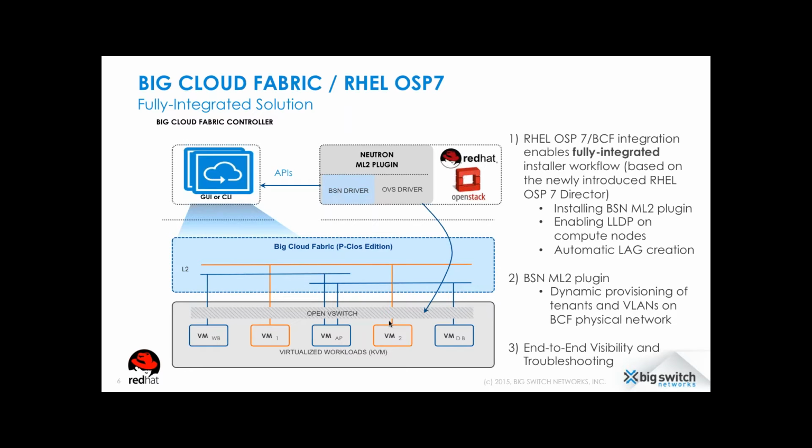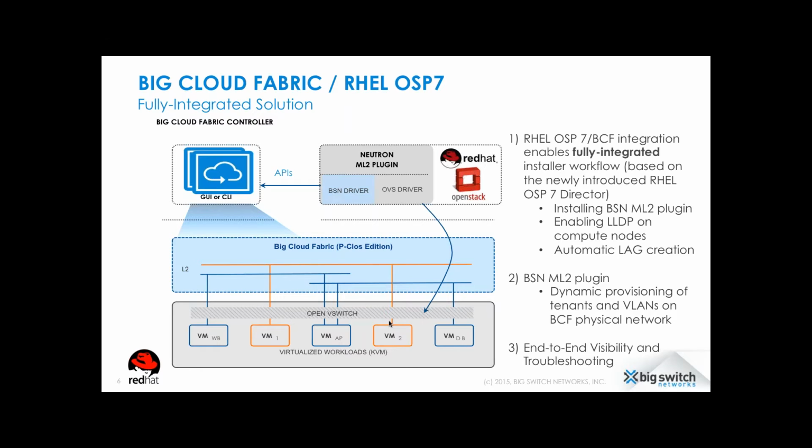The second aspect of the integration is the network automation. BCF is integrated with OpenStack Neutron via the BSN ML2 plugin, which is installed on the OpenStack controller nodes during the installation. With this plugin installed, the Neutron service invokes the BCF controller through the REST APIs to dynamically provision tenants and VLANs on the BCF physical network, as the networks are configured by OpenStack tenants.